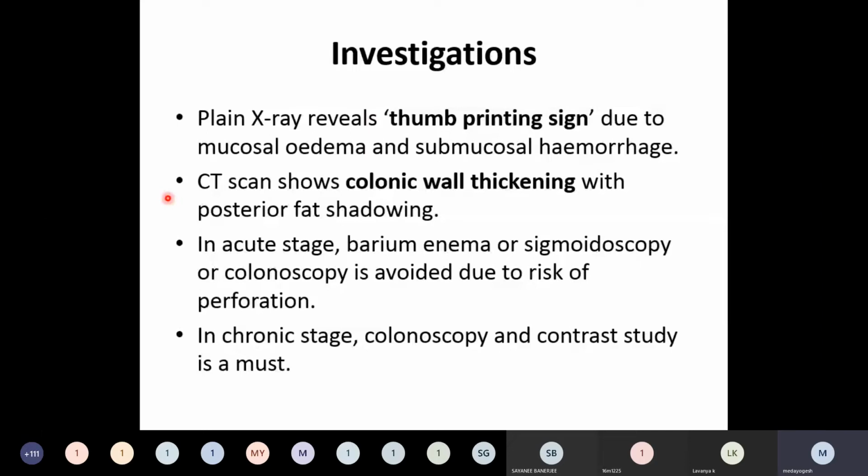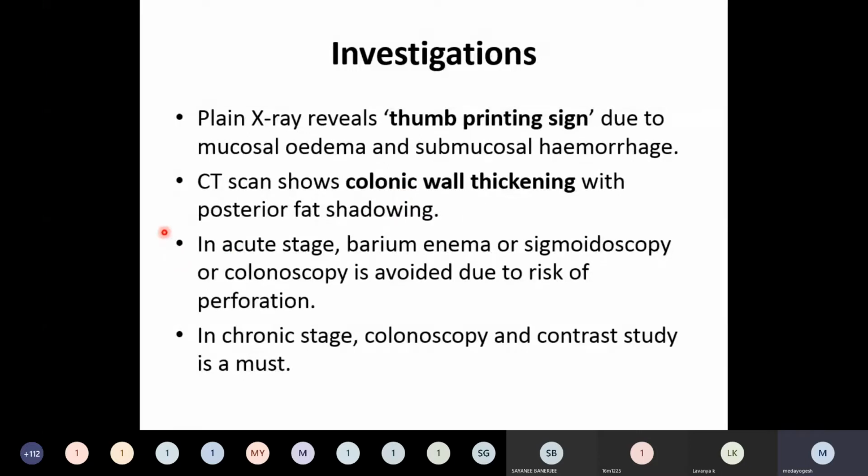Many times we'll have to go ahead with a CT scan of the abdomen, especially when there is suspicion of other conditions, like carcinoma or ulcerative colitis. In such cases, the CT scan will usually reveal colonic wall thickening due to increased enhancement of the wall, and there is associated peri-colonic fat stranding. So that is the CT scan.